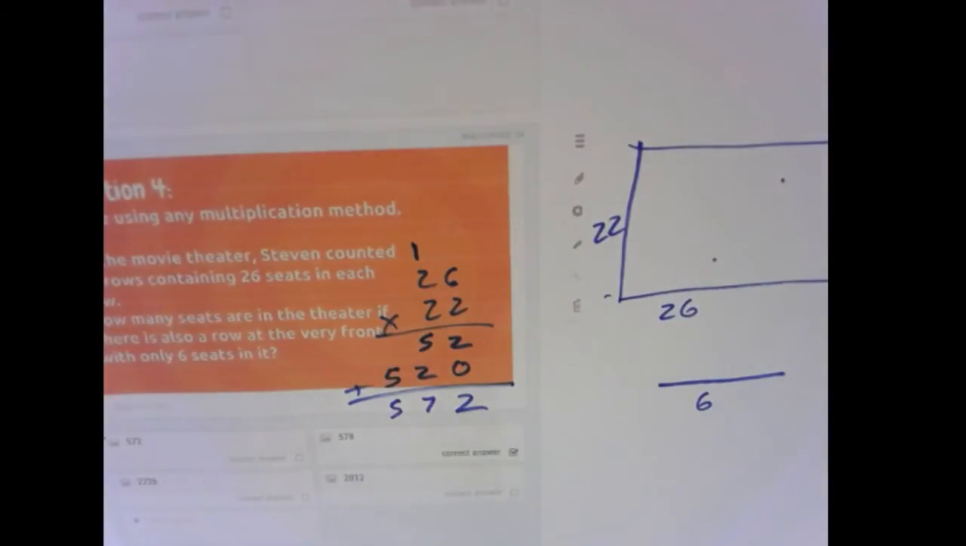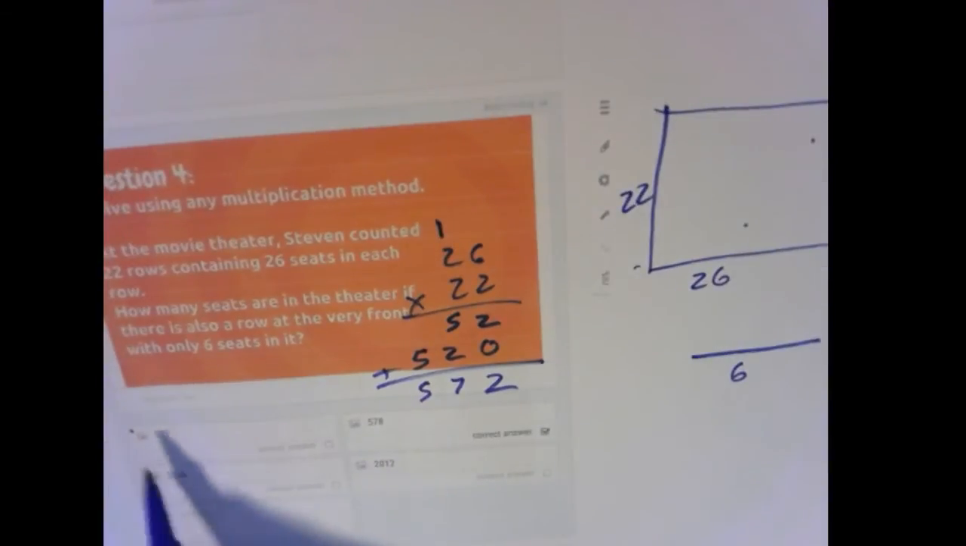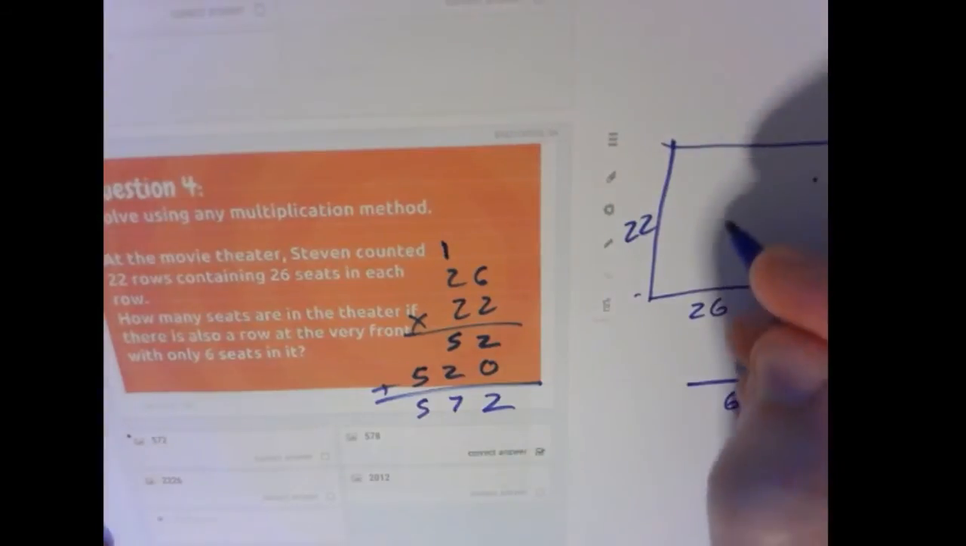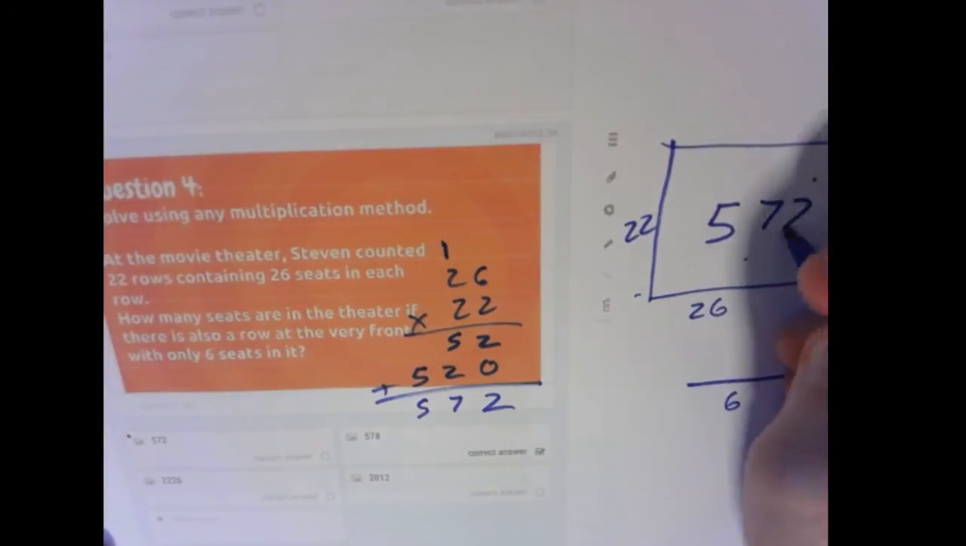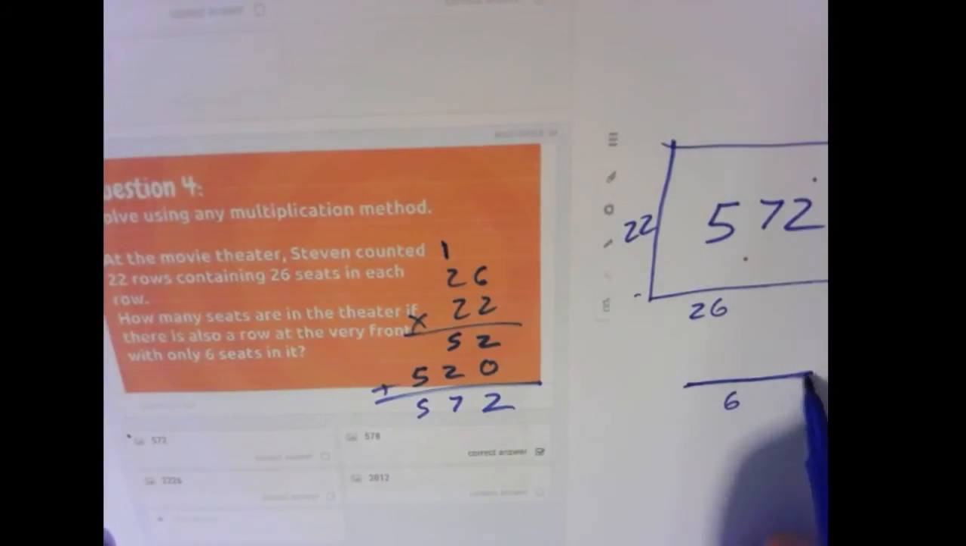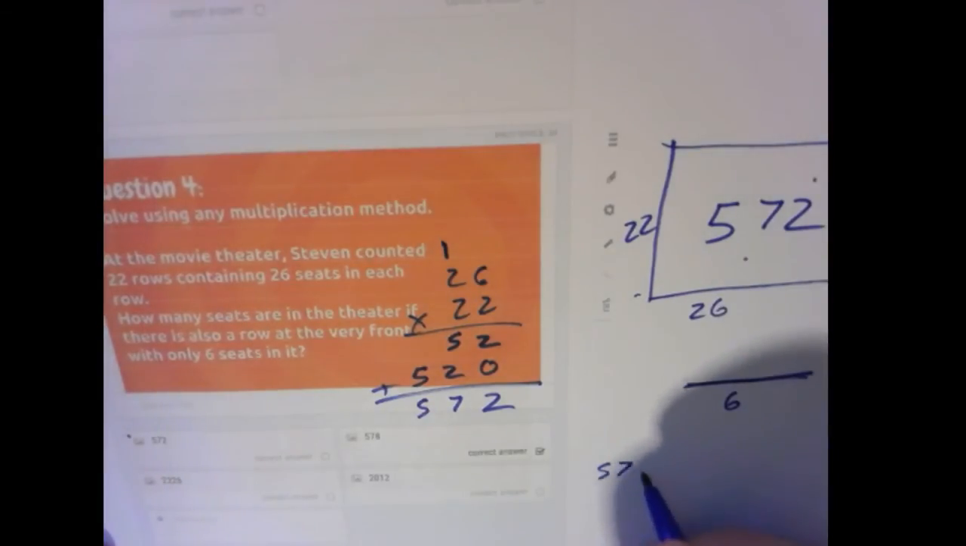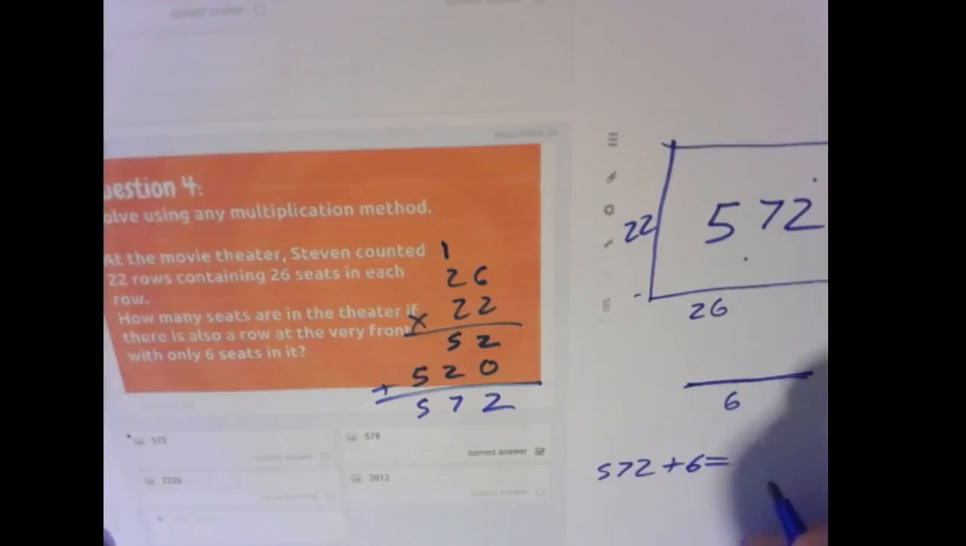Now again, that's not the final answer, even though it's one of the choices. Very tricky, because it's actually asking, so this whole section here is 572 seats, plus the 6 more seats at the very front. So that would give us 572 plus 6 equals 578.